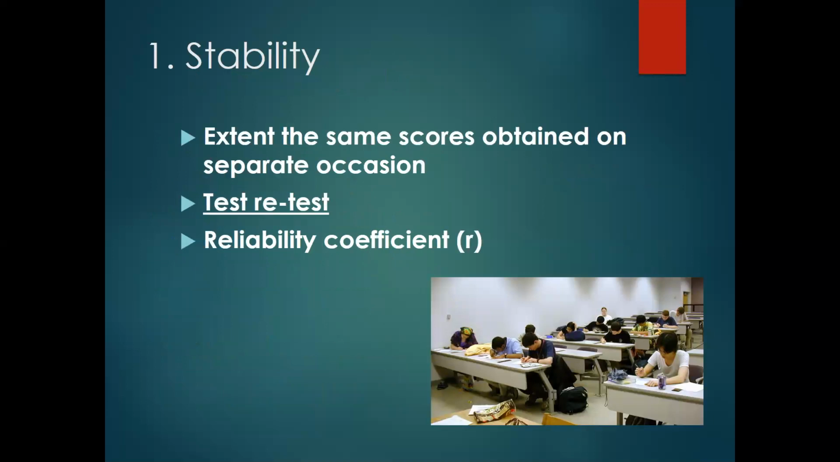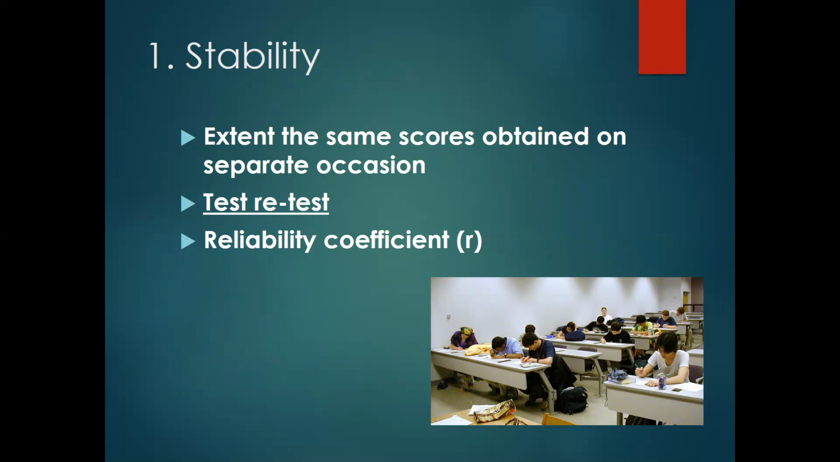That's the extent to which the same scores are obtained on separate occasions. So what I want you to remember when you think of stability, think of test, retest. When you see in an article that someone has done a test, retest, you know they're looking at the stability of their measure. And this is often reported with a reliability coefficient. I'm not going to ask you to understand the statistical explanation of that, but know if you see a reliability coefficient reported, that has to do with the stability of the measurement. It has nothing to do with the significance of the findings.